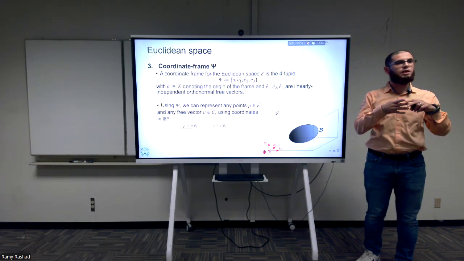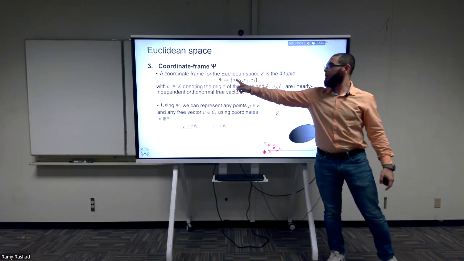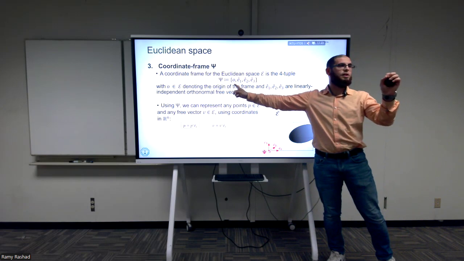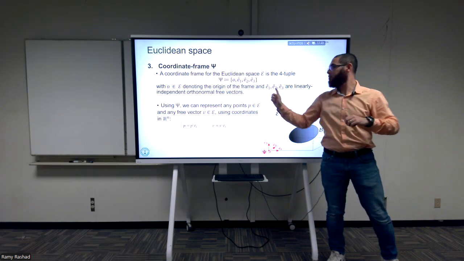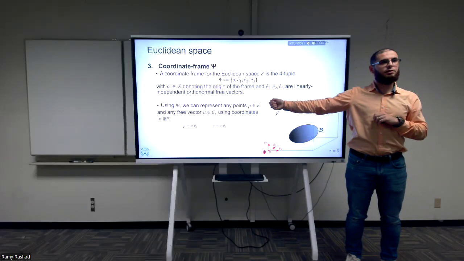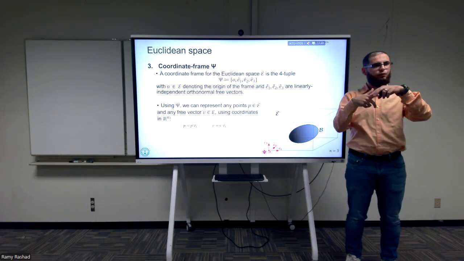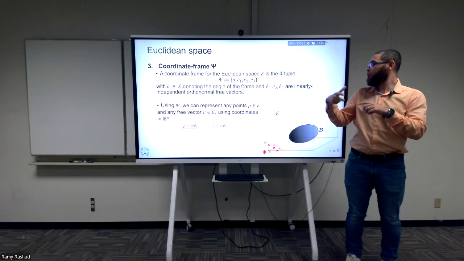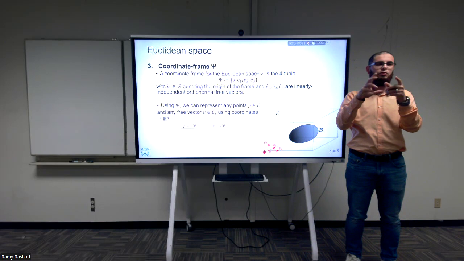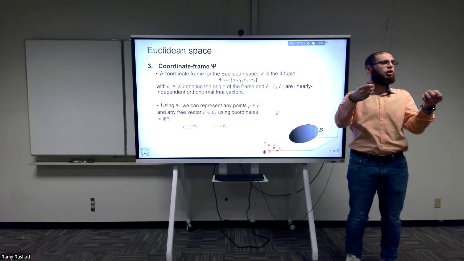So the coordinate frame consists of 4 things. It's a 4-tuple. First, it's a special point in the Euclidean space. We call it the origin of the frame. And 3 linearly independent orthonormal free vectors. Okay, we know what free vectors are, so they are directions, and for them to make a coordinate frame, they need to be linearly independent and they need to be orthonormal. So this means that we need to be able to judge actually whether they are orthonormal or not. So we need this extra structure of Euclidean space.